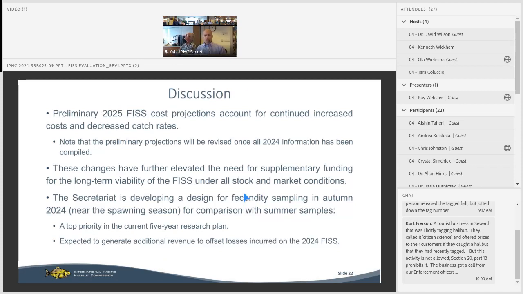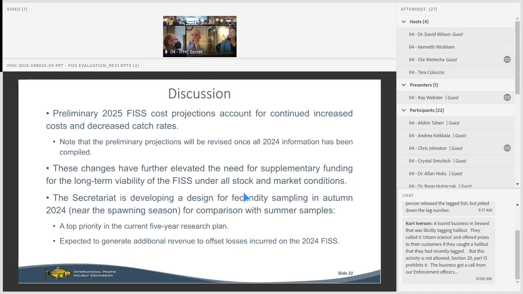So regarding the changes in costs, or preliminary cost projections, they are counting continued increased costs and decreased catch rates that we observed in 2020. And they're still in the process of finalization. And these changes have further elevated the need for supplementary funding for the long-term viability of the FIS under all stock and market conditions.